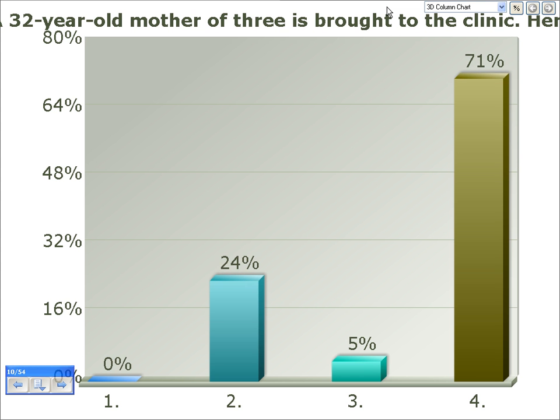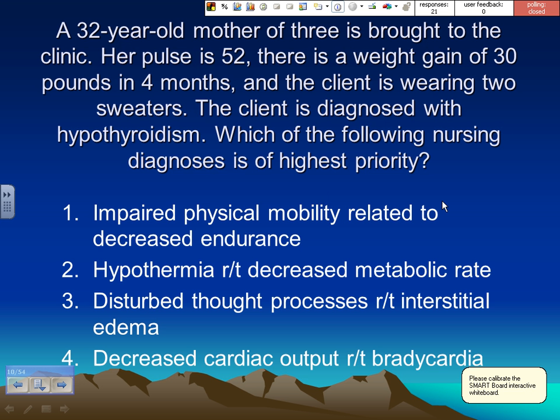So 24% said hypothermia, 5% disturbed thought processes, and 71% said decreased cardiac output. Why did 74% of you pick number 4? Because of the weight gain. Well, I mean, she's got weight gain, she's got pulse. So using the prioritization, why did 74% of you pick it? For circulation, ABCs. Because if she's got decreased cardiac output, she's not getting enough oxygenated blood to her tissues.